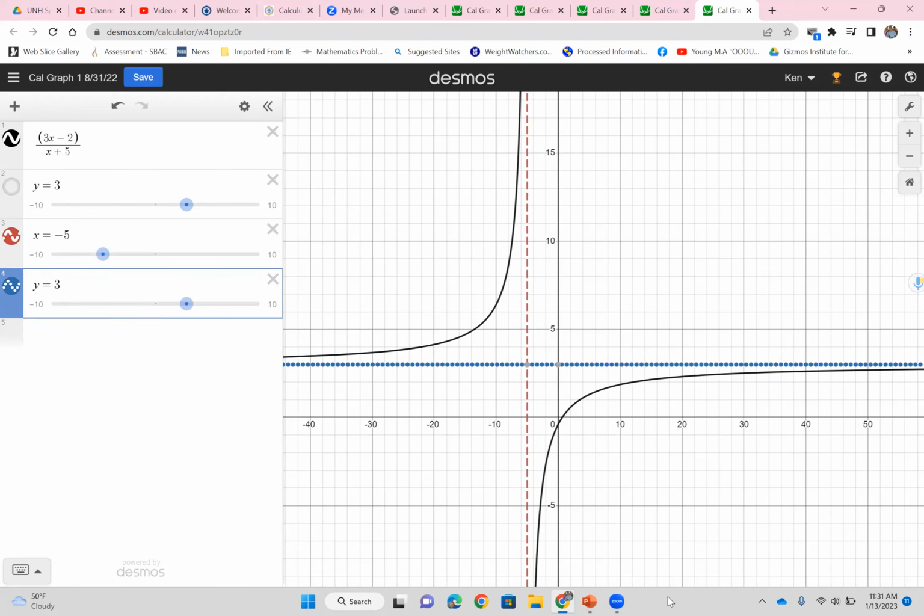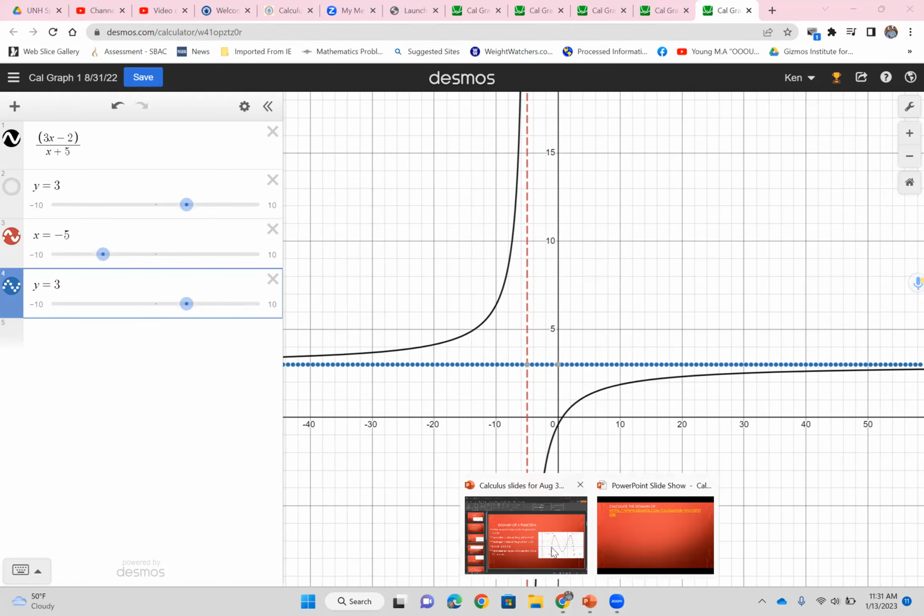All right, so for the domain, it goes from negative infinity to -5 in union with -5 to infinity exclusive. The range goes from negative infinity to 3 exclusive, and then in union with 3 to infinity exclusive. So we'll go back to our PowerPoint.